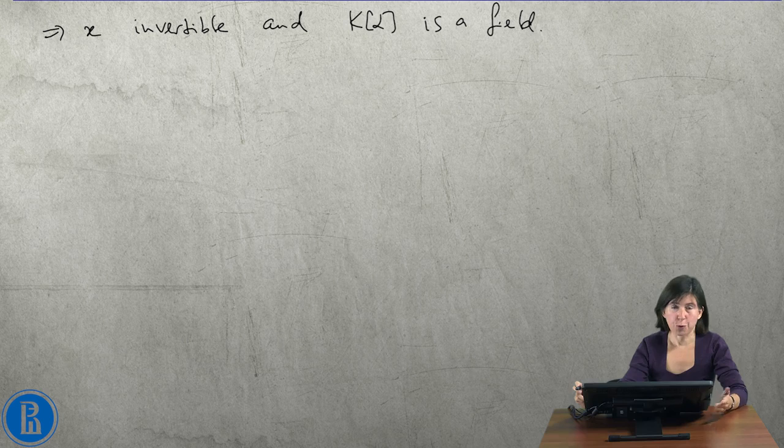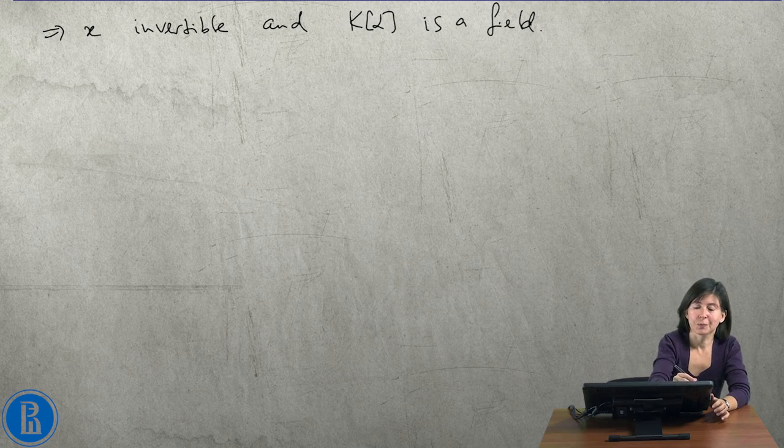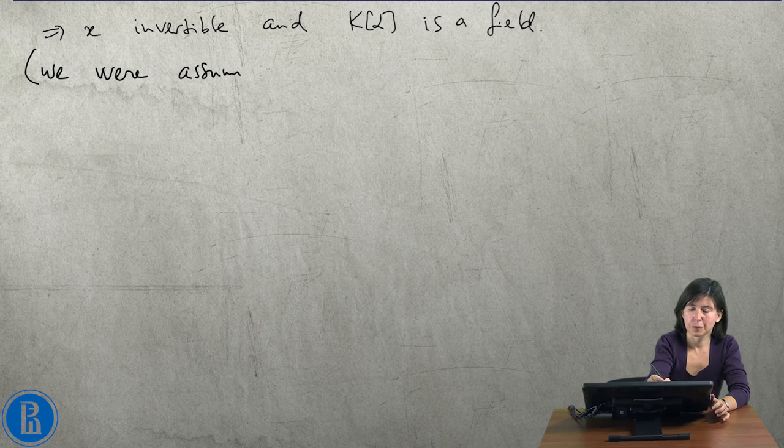Of course, I have forgotten to say that x was supposed to be non-zero in order to have the multiplication by x injective, but I guess everybody has understood. So we were assuming x non-zero from the beginning.